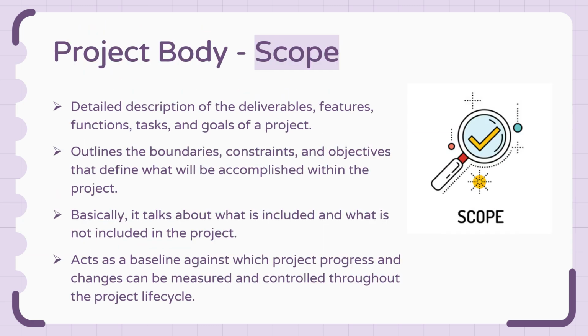Next is project scope. Scope is like it talks about the detailed description of the deliverables, features, functions, tasks, goals, right? So basically ये आपको बताता है कि क्या आप कवर करने वाले हैं, क्या नहीं कवर करने वाले. It provides the boundaries between the constraints and the objectives. It basically talks what needs to be included and what's not included.